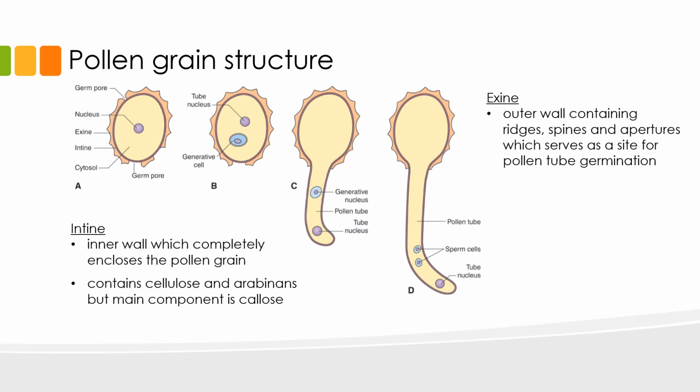A closer look at the structure of the mature pollen coat will show an inner and outer wall. The inner wall is called the intine, which completely encloses the grain. The intine contains cellulose and arabinins, but the main component is callose. The outer wall is known as the exine. The exine has apertures at intervals in the form of ridges and spines. These apertures serve as sites for pollen tube germination.